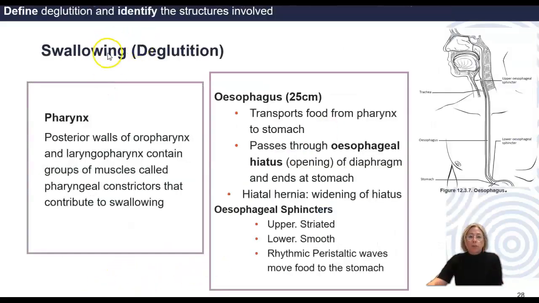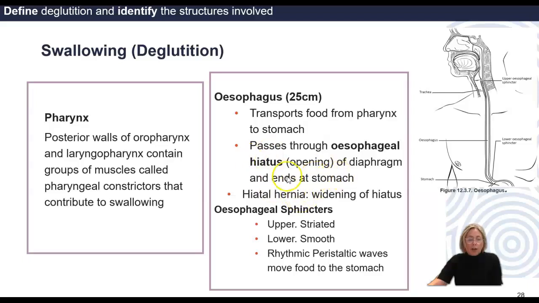I'm going to move on now to the process of swallowing, which is also known as deglutition. It involves the pharynx and the esophagus. The posterior walls of the oropharynx and laryngopharynx contain groups of muscles called pharyngeal constrictors that contribute to swallowing. The esophagus itself is a straight tube about 25 centimeters long, and it transports food from the pharynx to the stomach. The esophagus passes through the diaphragm, through the esophageal hiatus, which is an opening, and it ends at the stomach.